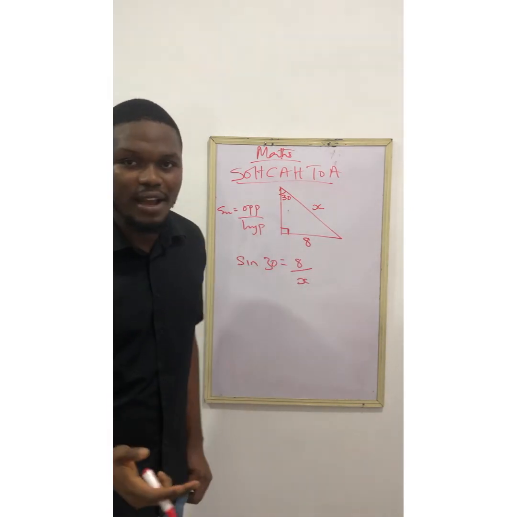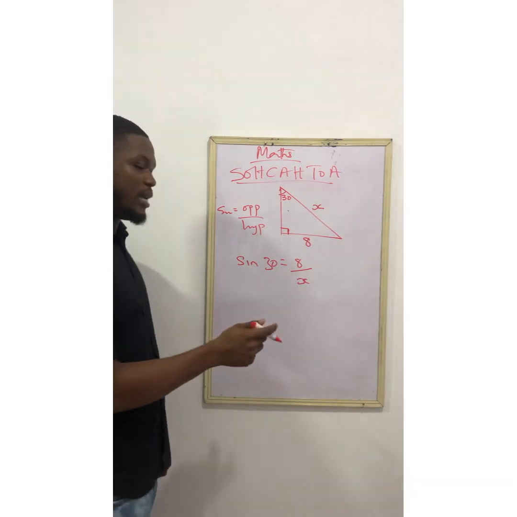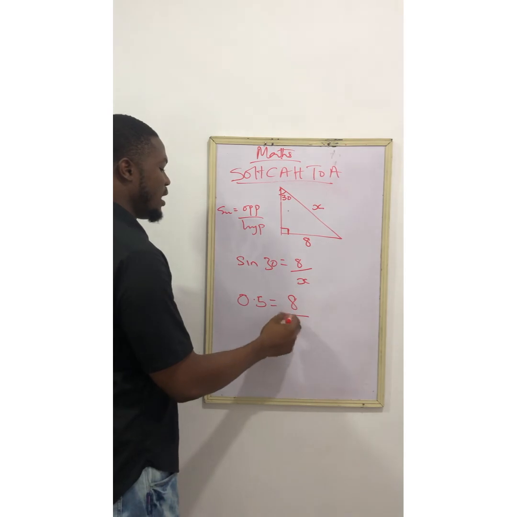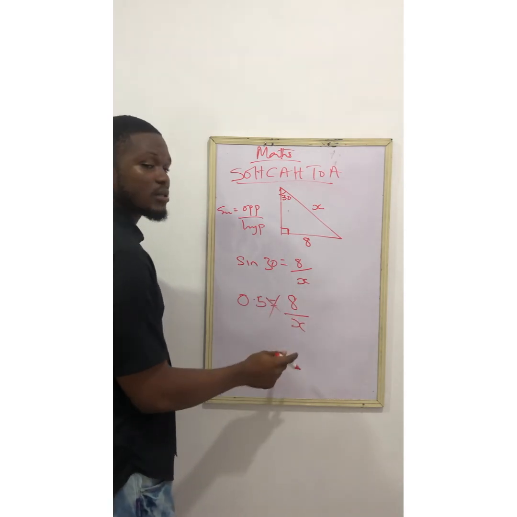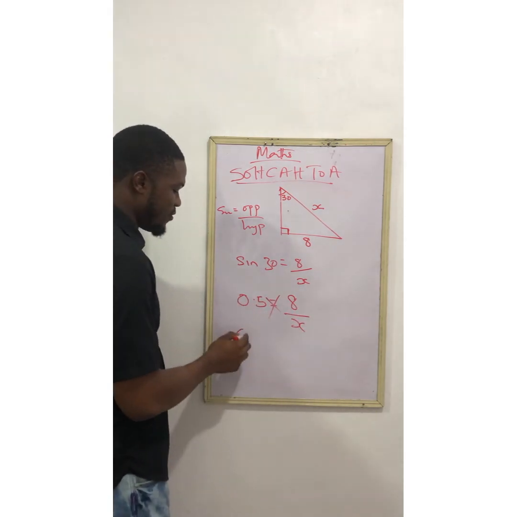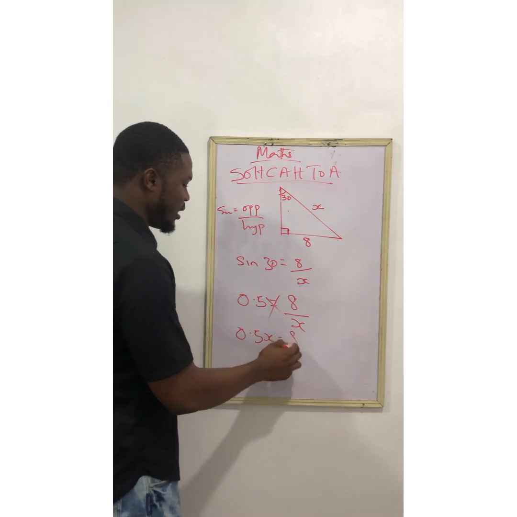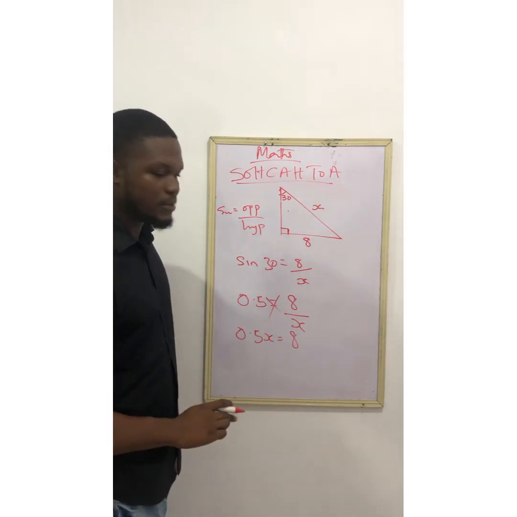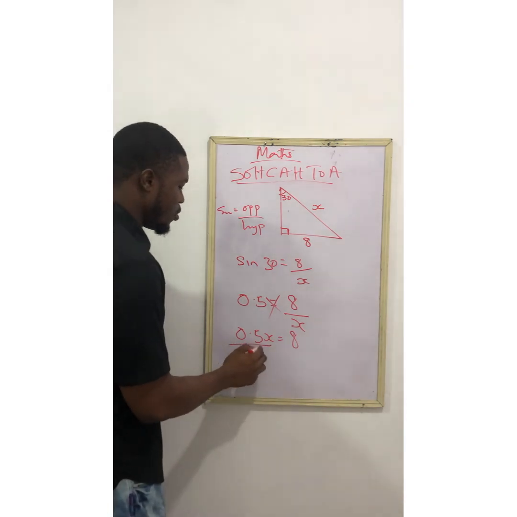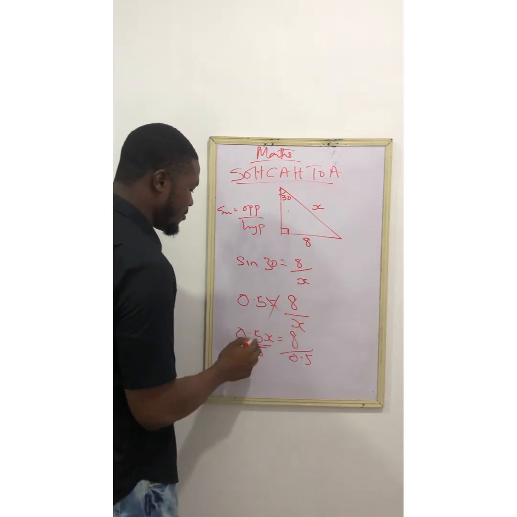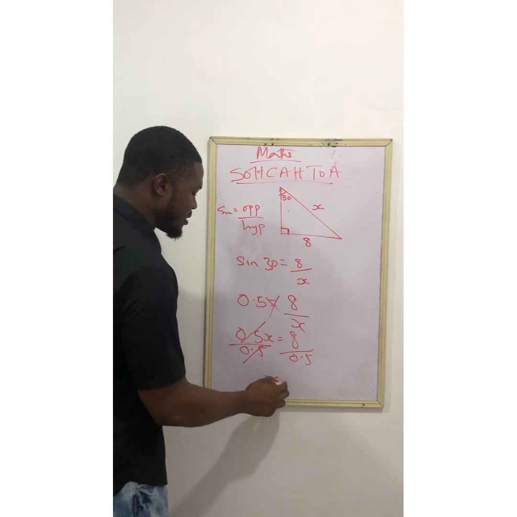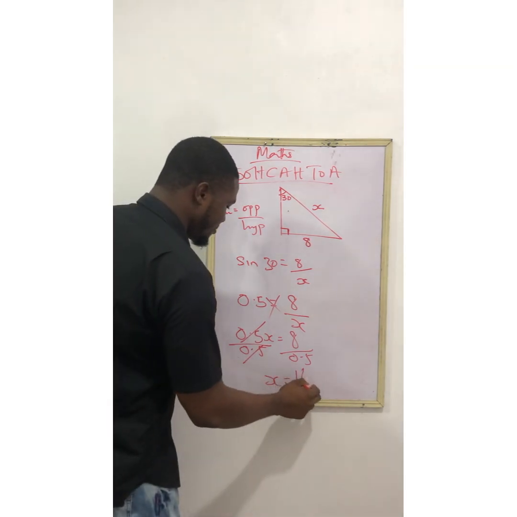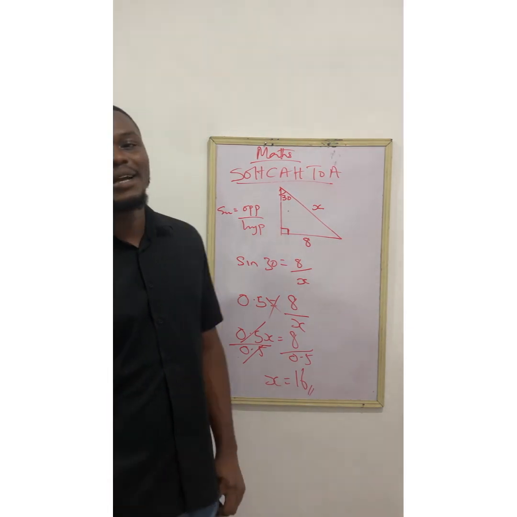Now we can simplify from here. What is sine 30? Sine 30 is 0.5, and 8 over x. So we'll cross multiply. x times 0.5 will give you 0.5x equals 8. Now to make x the subject of the formula, you divide both sides by 0.5. This cancels out. You have x equals 8 over 0.5, which is 16. Yeah, that's how to do it.